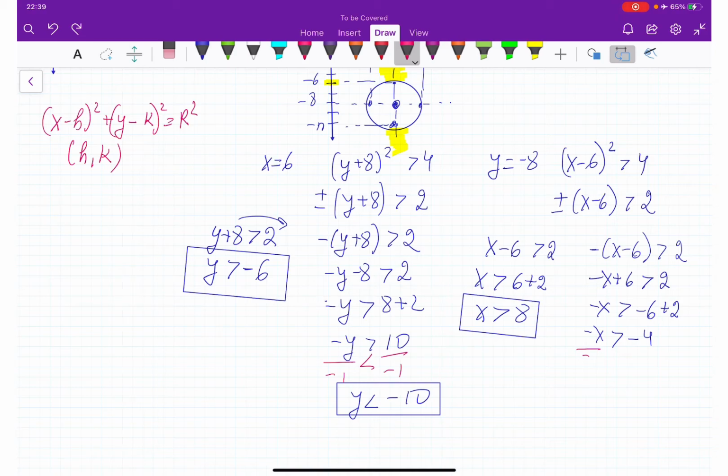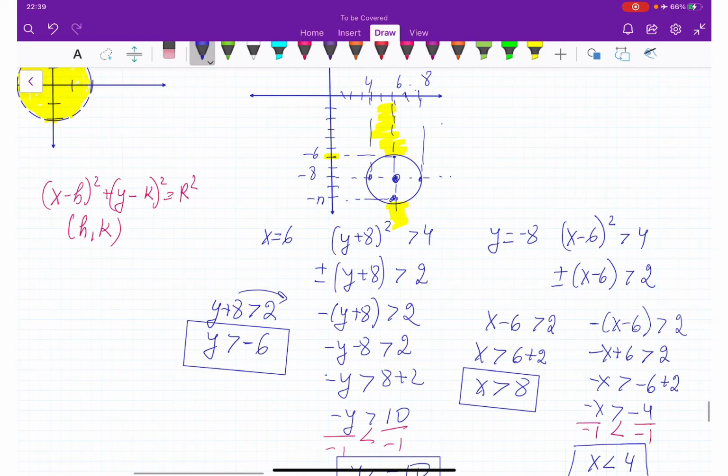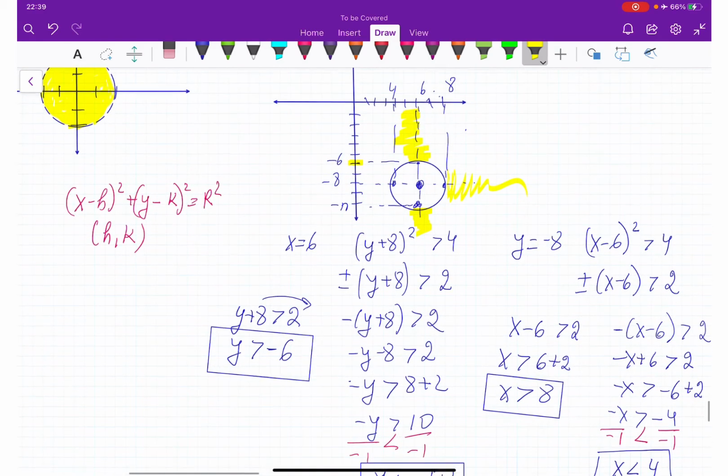Because of this negative 1, we divide by negative 1, and it's going to flip the sign, and we get x is less than positive 4. Okay, so let's shade it. x is greater than 8, here it is, greater than 8. And x is less than 4, which is this one.